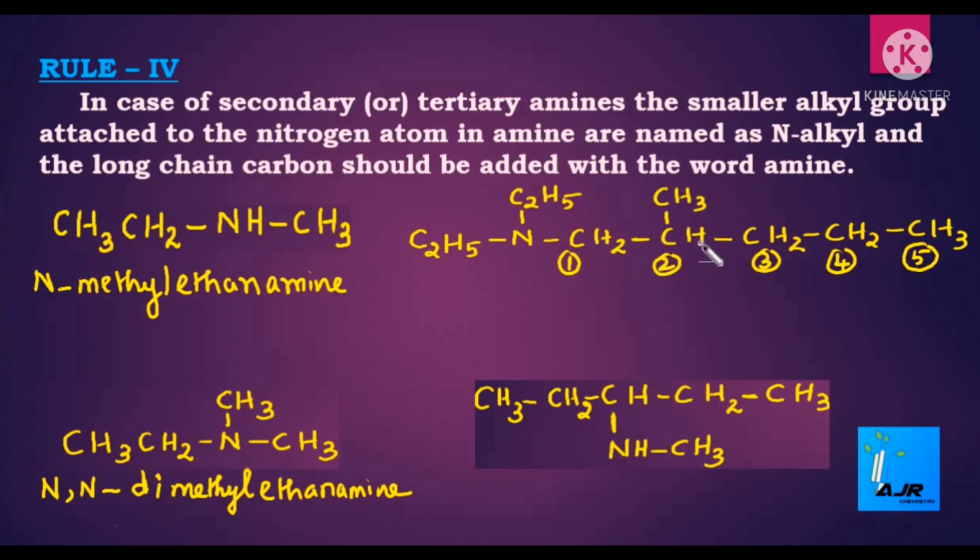Now see here, how many attachments are there? In the second position, you are having a methyl group, so this is a substitution. Now here in this nitrogen, we are having two ethyl groups. So how will you write N here? Just like this one, N. So N comma N diethyl, and then the next substitution should be written 2-methyl. Then what's the number of the carbon? 5, so pentane. In which position is the amino group? 1. So pentane-1-amine.